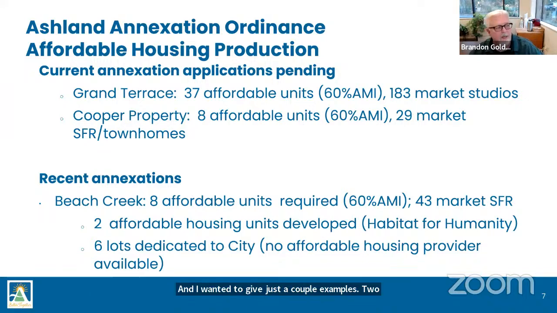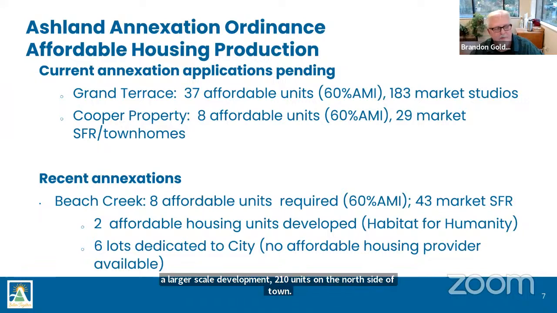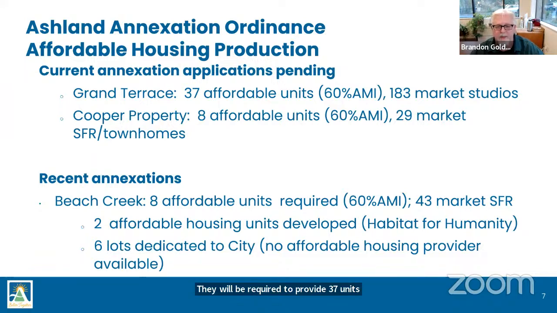We have applications in process for a larger scale development, 210 units on the north side of town. They will be required to provide 37 units. The developer has indicated that they will build those units, which again, we look for those partnerships because of the experience and not just getting the units on the ground, but maintaining them over time. And also another smaller project looking at 37 units, of which 8 units would be affordable. And again, those are all likely to be a mix of 2 and 3 bedroom townhomes or single family.